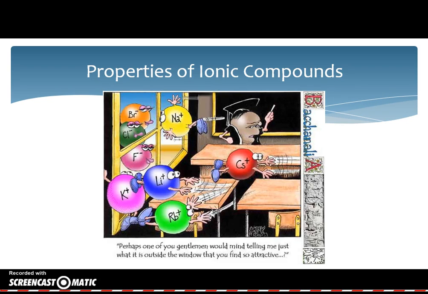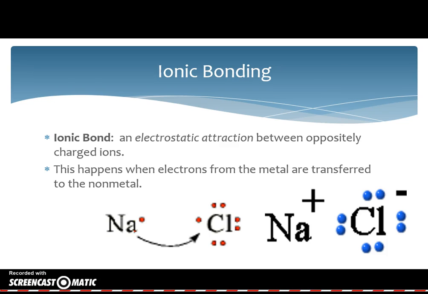Welcome back. This video is looking at one, properties of ionic compounds, and two, what makes an ionic compound an ionic compound. So first thing, to make an ionic compound, you need things to bond together. The keyword here is electrostatic attraction. An ionic bond is an electrostatic attraction between oppositely charged ions.